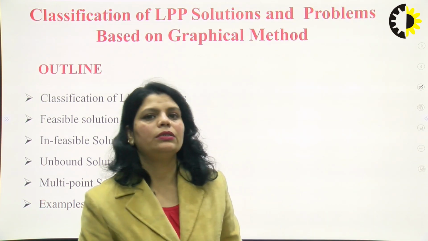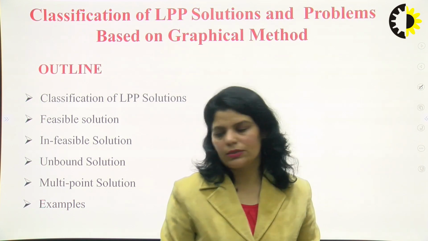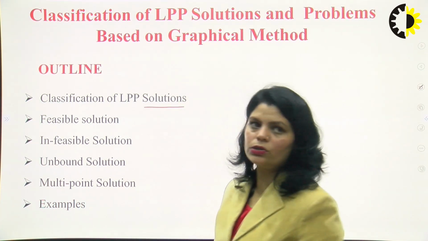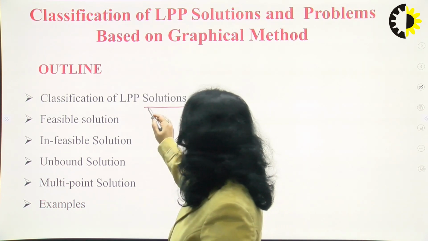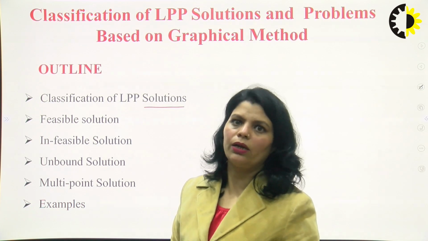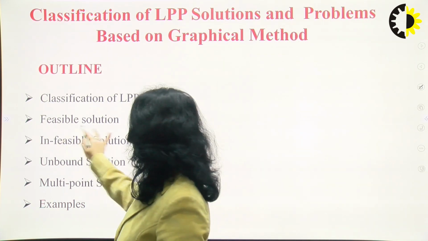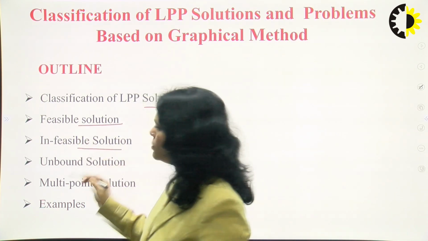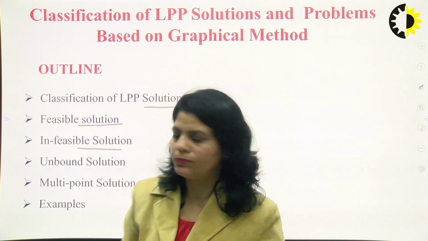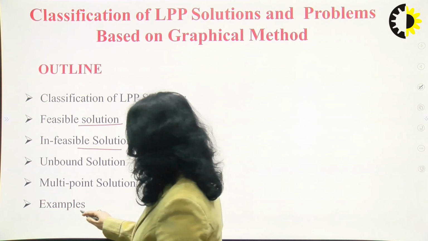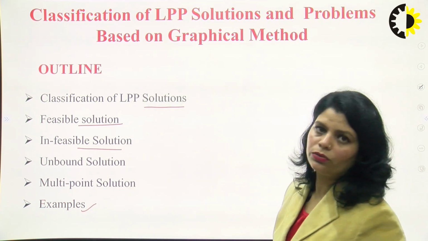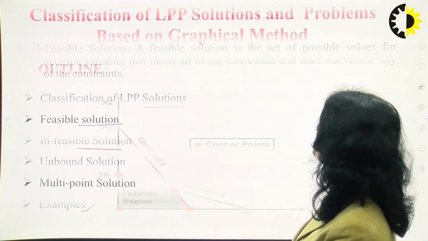Now, first we will discuss the outline of today's lecture. First, we will classify the LPP solutions, and during the classification, we will see different types of solutions that we can obtain. The first one is the feasible solution, then the infeasible solution, the unbounded solution, and the multiple-point solution. Then we will take some examples based on these types of solutions.